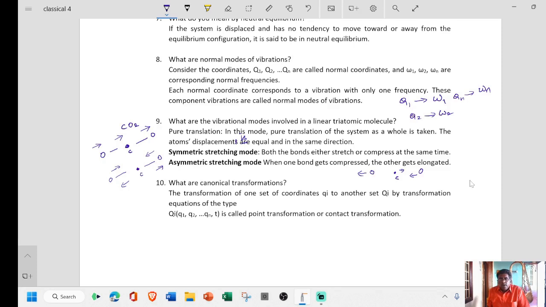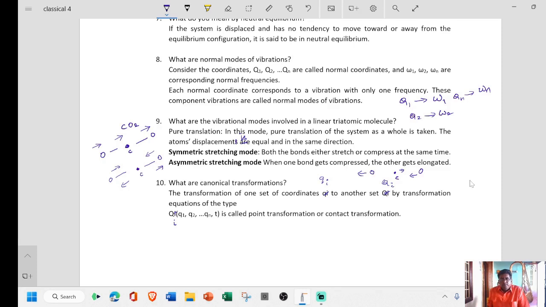What are canonical transformations? The transformation of one set of coordinates q_i to another set capital Q_i by transformation equations of the type Q_i is a function of q1, q2, qn, t is called point transformation or canonical transformation.